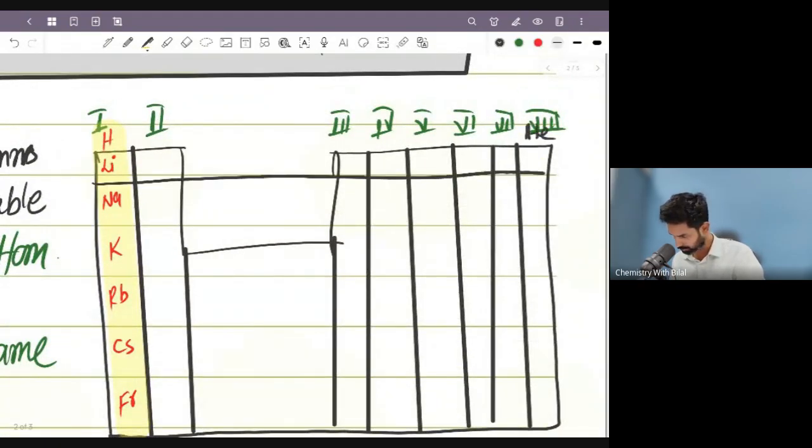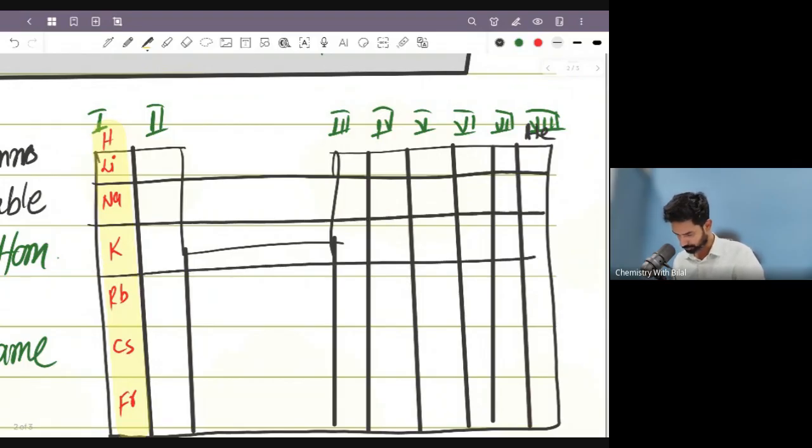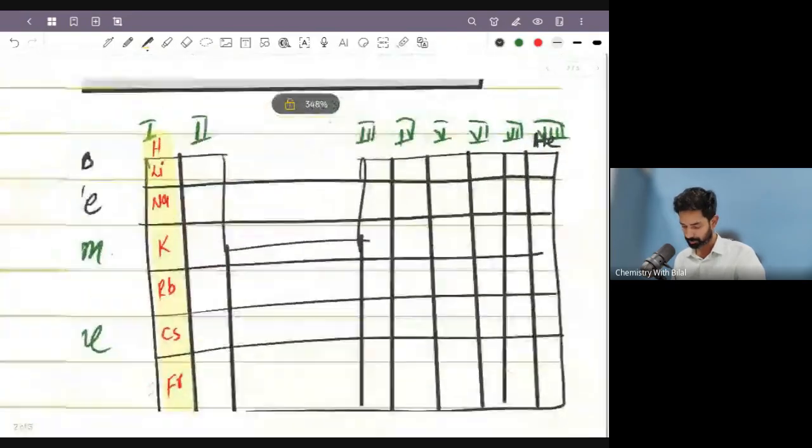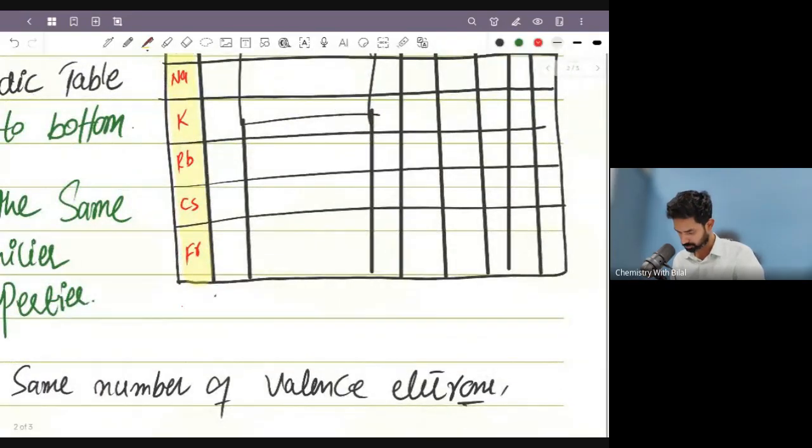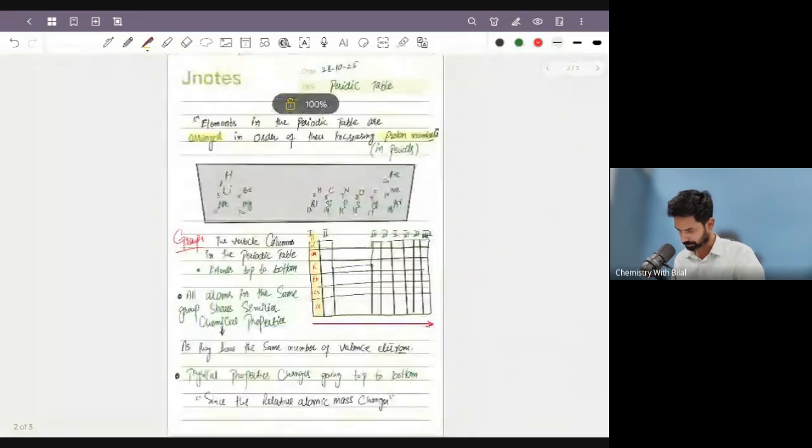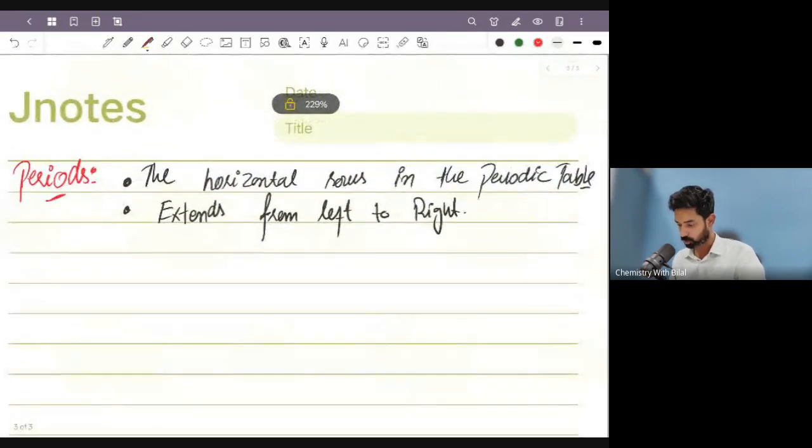The second period, third period, similarly, the fourth period, fifth period, sixth, and there are a total of 7 periods in the periodic table. So periods extend from left to right. This is how we can discuss the periods in the periodic table. They are the horizontal rows, extending from left to right. Both physical and chemical properties change when you go across the period.